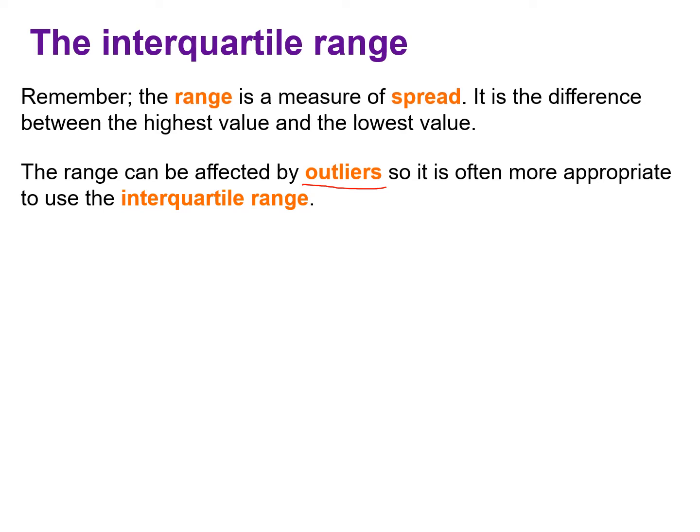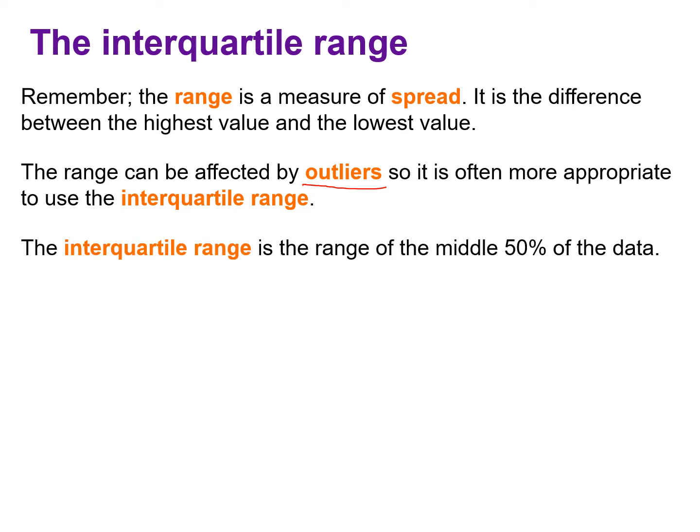So what we can do to get around that is we can calculate something called the interquartile range. Okay, so what the interquartile range is, it says how spread out is the middle 50% of the data. So if I ignore the smallest 25% of values and the biggest 25% of values, then how spread out is the middle 50%? Now that's going to be more useful than the range, because if I do have any outliers, by ignoring the 25% smallest and 25% biggest values, I will have ignored those outliers.